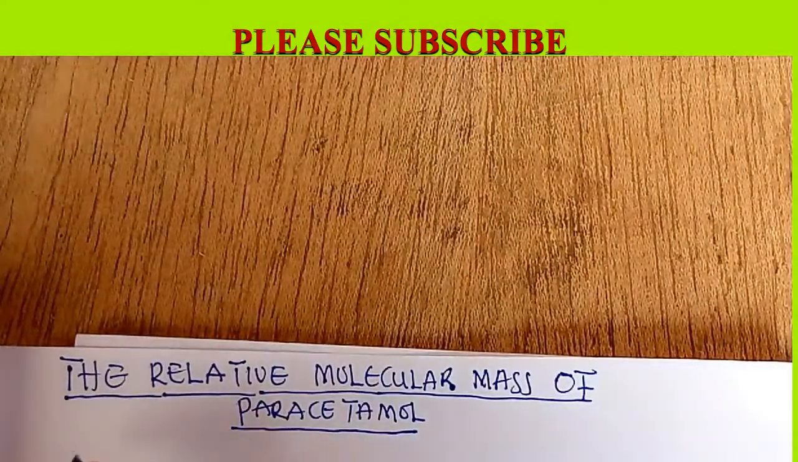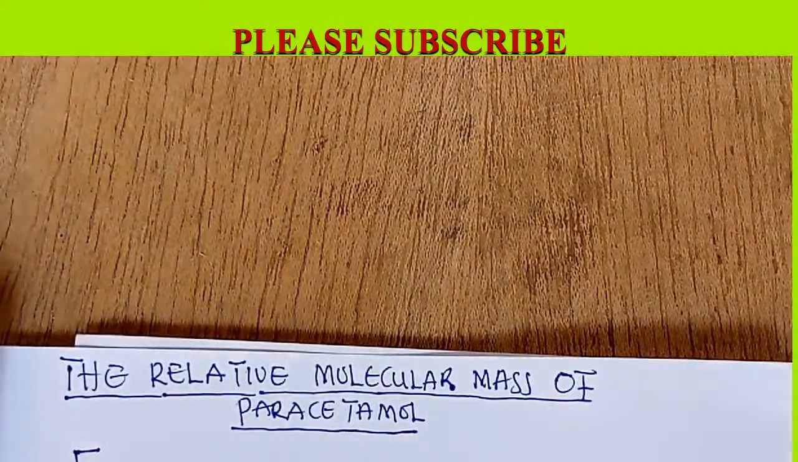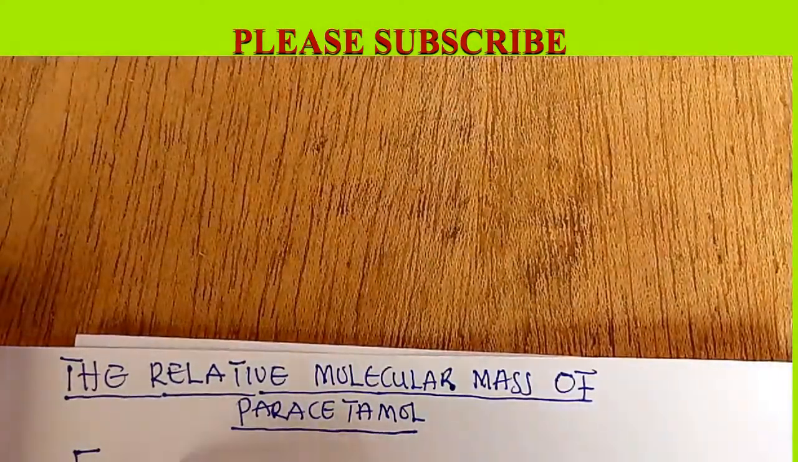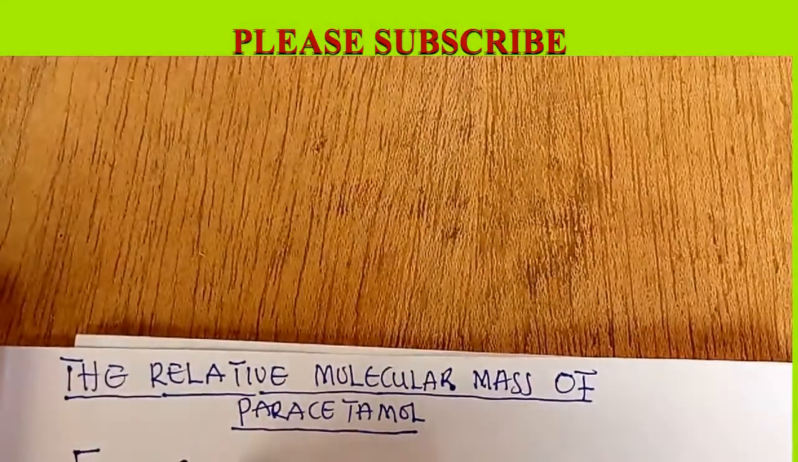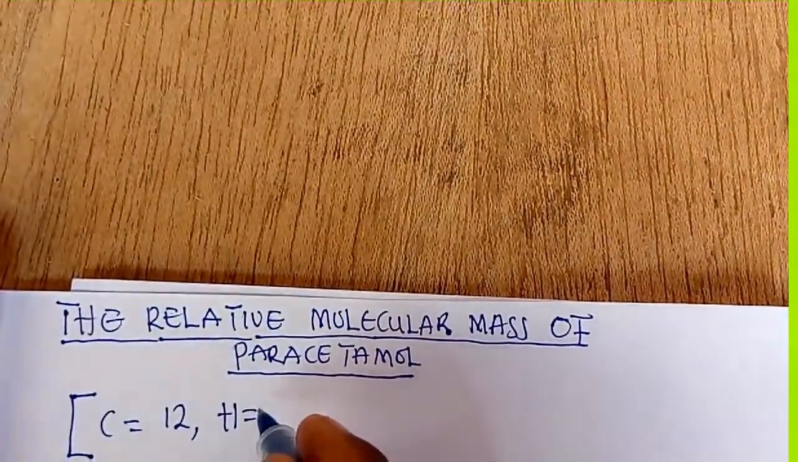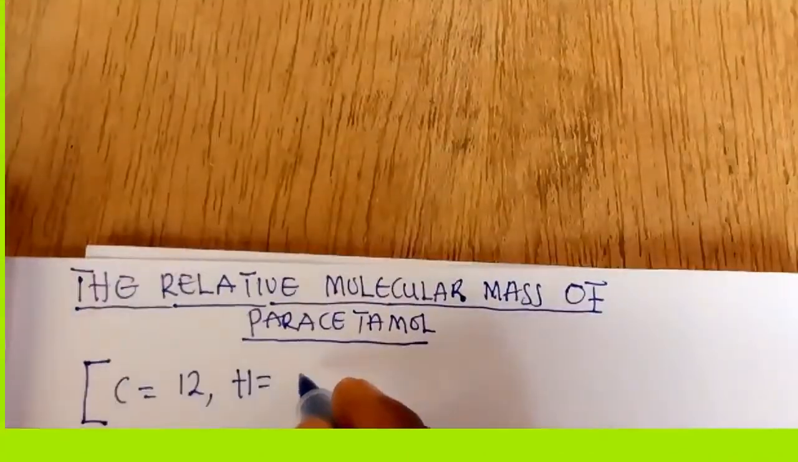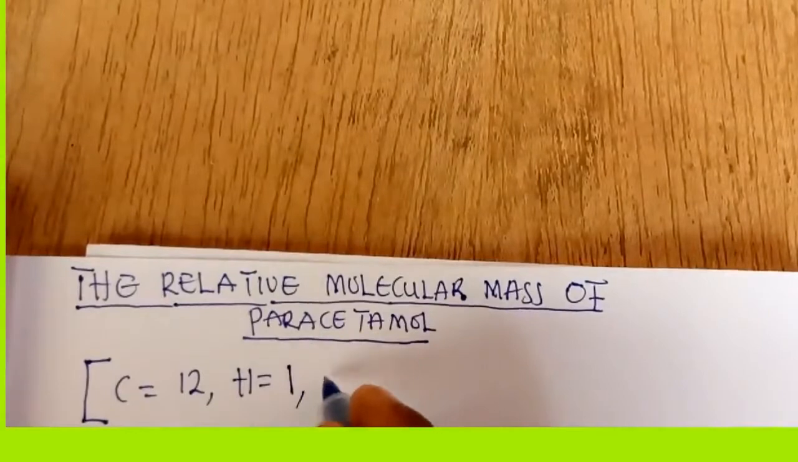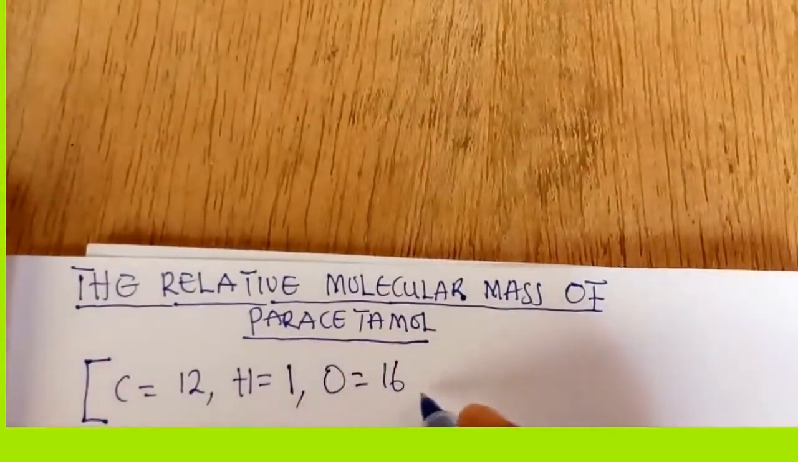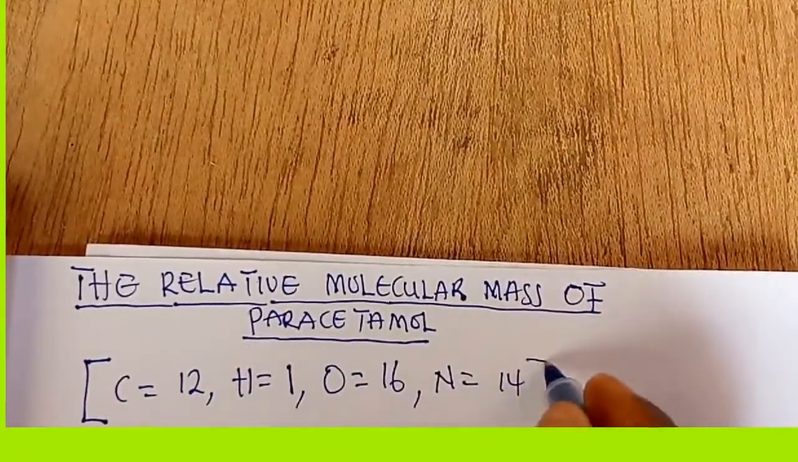Let's take the relative atomic masses of the various elements. Student, don't try to keep everything in your mind, because they'll always be provided. So carbon is equal to 12, and if you keep solving a lot of questions, it gets to a point that you know all the relative atomic masses. H is equal to 1, and O, oxygen, is equal to 16.